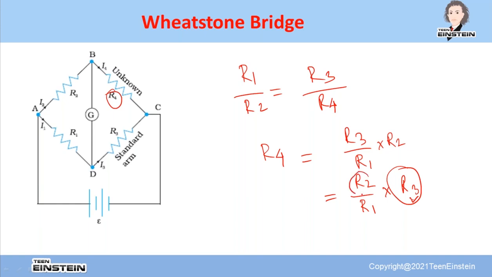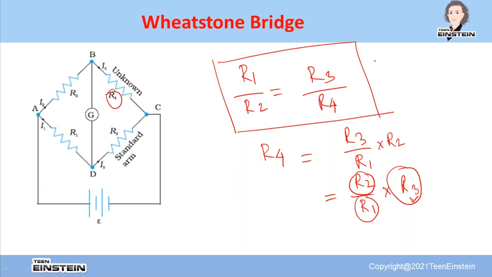This R3 is the standard resistance, you can vary this. Then this is your known value, and these are having fixed values. So you know the ratio of these two, and you know how much resistance you have connected to the circuit to get a null condition. This is the balanced condition, the condition for null deflection, or zero deflection, of the galvanometer needle.